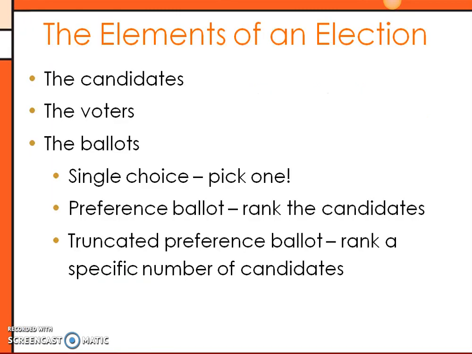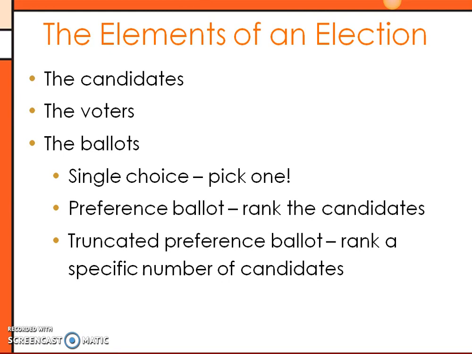The basic elements they want to look at first are the candidates, the voters, the ballots, and then different ways you could do this. Single choice is probably the kind of voting we're most familiar with. You just pick one choice, your favorite. But a preference ballot is where you get to rank. So maybe you have flavors of ice cream, and you get to put your first, second, third, and fourth choices.